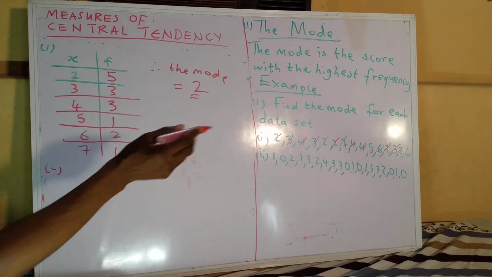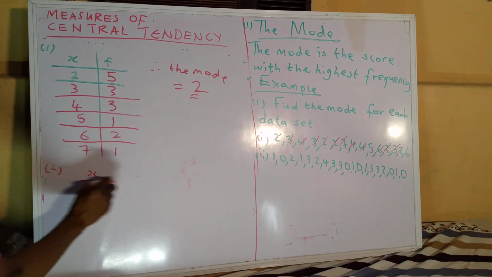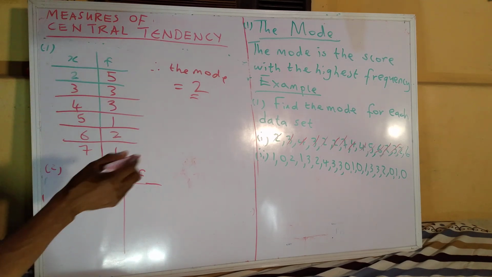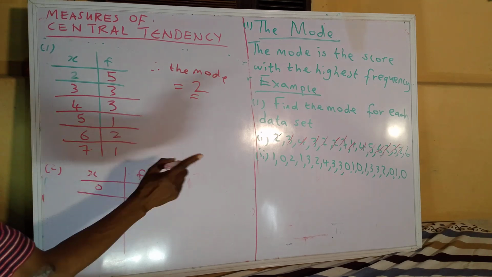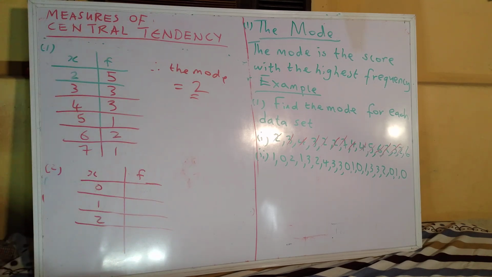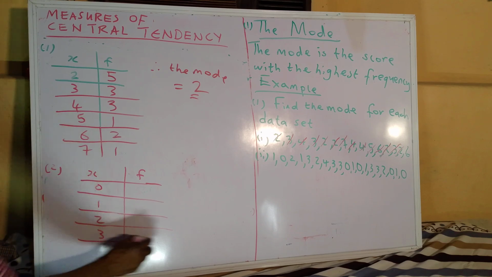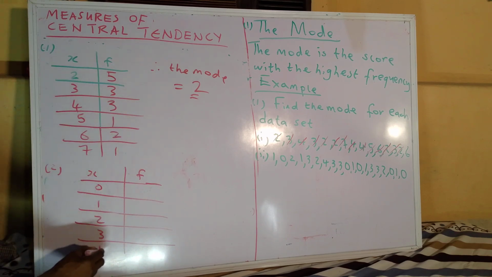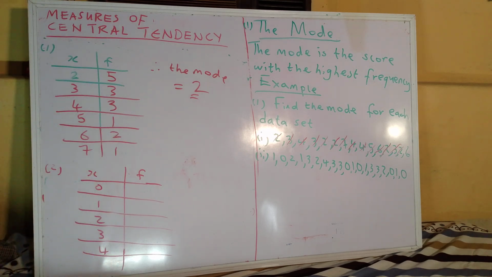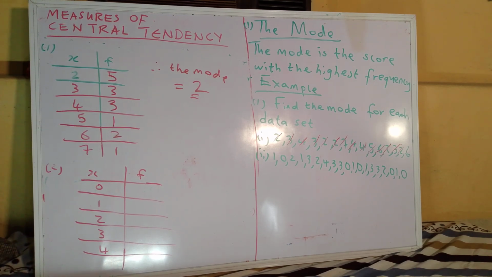For number 2, the same thing. X represents the scores, then F represents the number of times they appear. So now we have 0 there. We have 1. We have 2. Do we have 3? Yes, we have 3. Do we have 4? Yes, we have 4. Do we have 5? No, I don't think we have 5. Let me check. Is there 5 there? No, there is no 5 there.